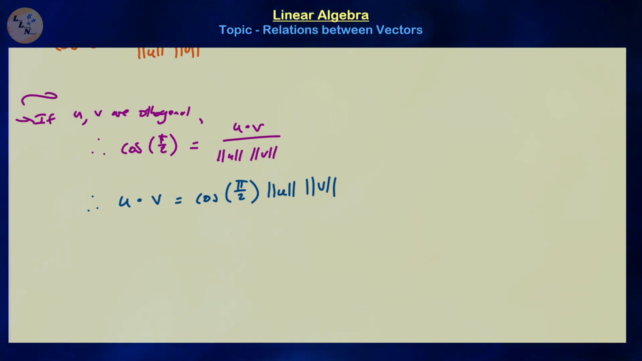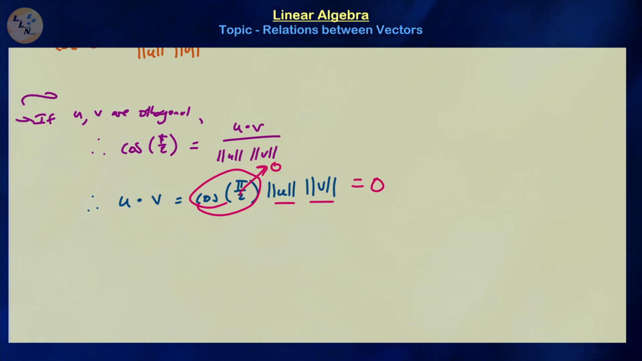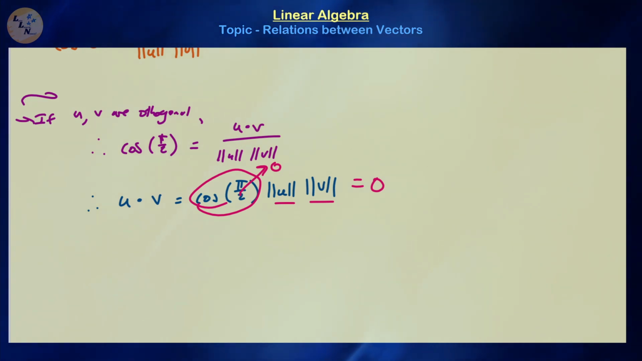From pre-calculus, we should know that the cosine of 90 degrees is equal to 0. And what is 0 times the norm of u times the norm of v? Well, that should be equal to 0 regardless of the magnitudes of these vectors. But of course, we're assuming that they're non-zero magnitude vectors. Regardless of what those magnitudes are, the product should be equal to 0.